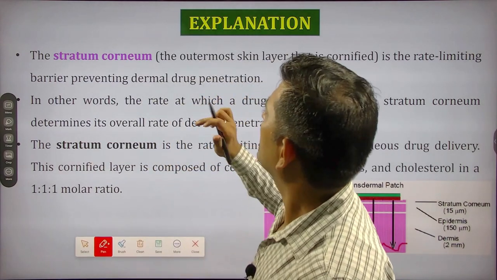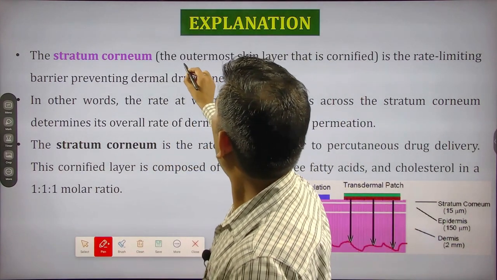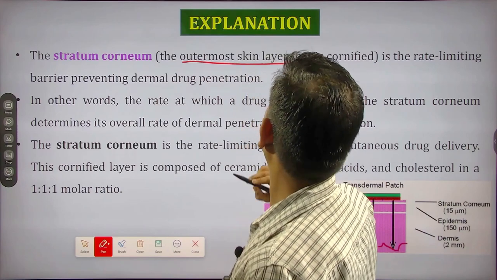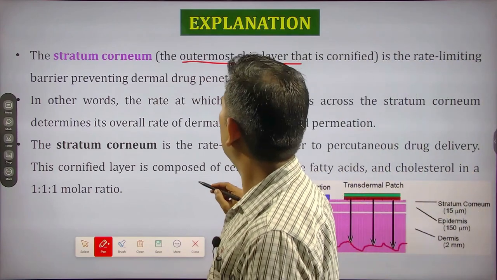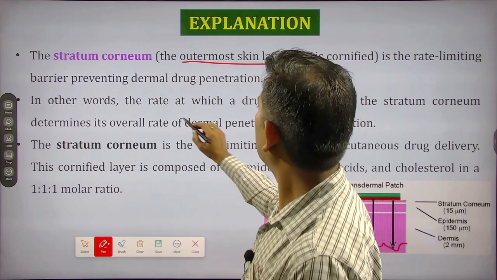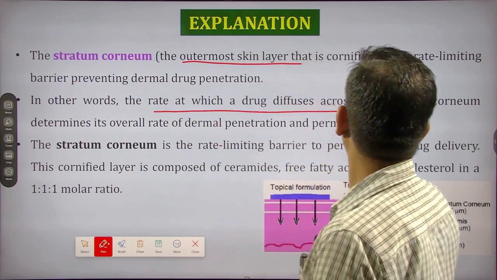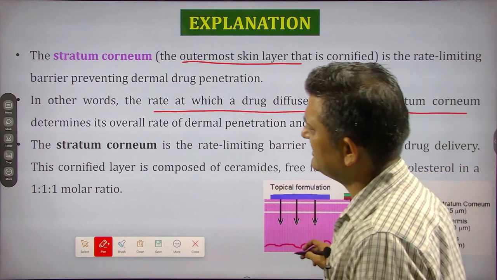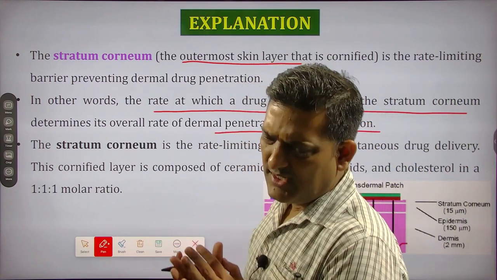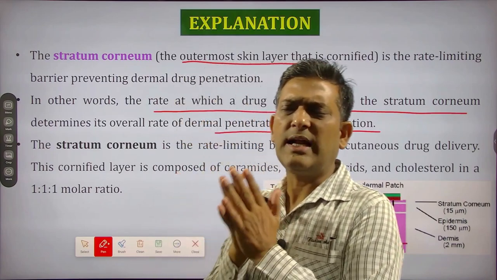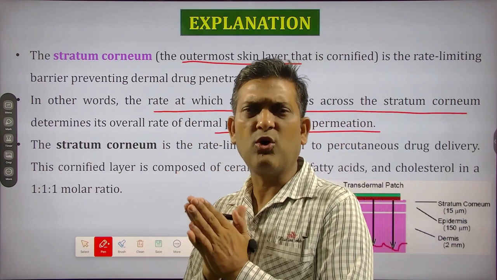Yes, the stratum corneum is the outermost skin layer, and it is the rate limiting step preventing dermal drug penetration. In other words, the rate at which a drug diffuses across the stratum corneum determines its overall rate of dermal penetration and permeation.